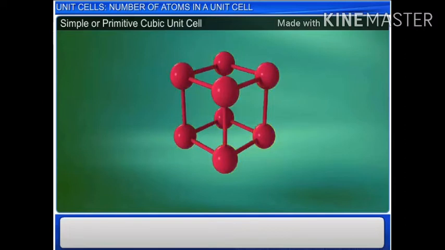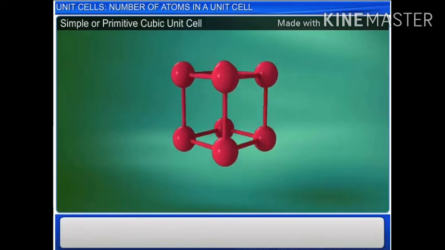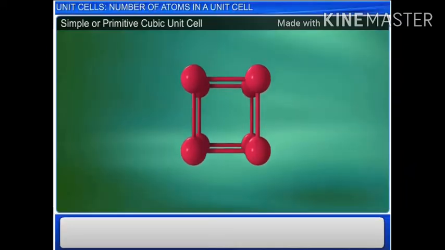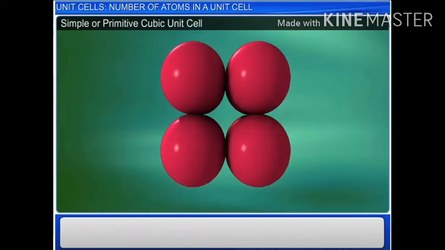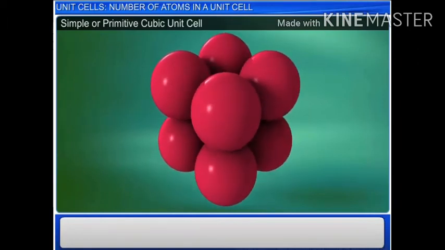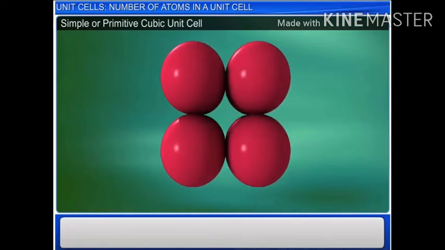In the open structure shown here, the distances between the atoms are greatly exaggerated. In reality, the atoms are packed much more closely together, as shown in the space-filling model here. The space-filling model shows that the atoms touch along the edges of the cell.